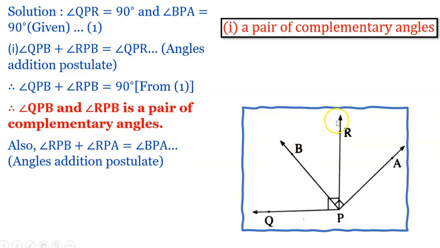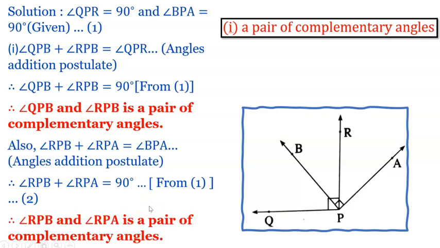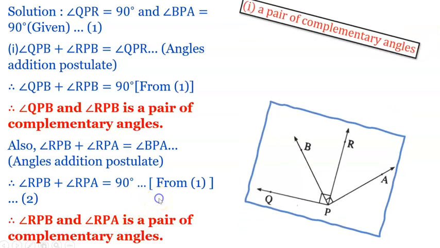plus angle RPA is equal to angle BPA, angle addition postulate. Again, their sum is 90 degrees. Therefore, the measure of angle RPB plus the measure of angle RPA is equal to 90 degrees. Okay, and hence angle RPB and angle RPA are a pair of complementary angles. This is the second pair.